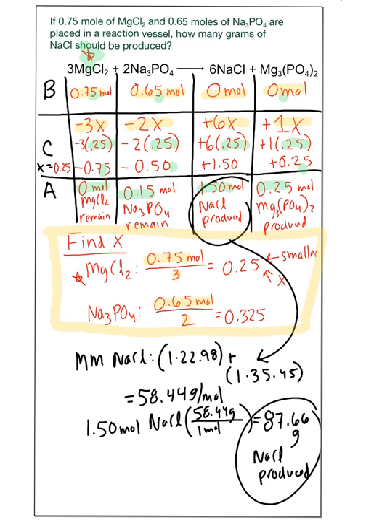They want to know how many grams of NaCl should be produced. So in this mess over here, I was finding the molar mass of NaCl, 1 Na plus 1 chlorine, and that got me this 58.4. Sorry, that's kind of messy, but all I'm going to do now is the little mole island. I'm going to take my 1.5 moles and multiply it by the molar mass. And so what this means is if I mix 0.75 moles of MgCl2 and react it with 0.65 moles of Na3PO4, I should make 87.66 grams of NaCl.